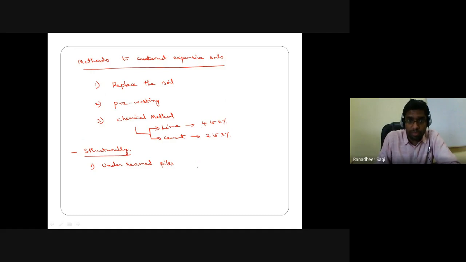So what does this under-reamed pile mean? You typically see a pile like this with a bulged cross section like this. Now what does this bulged cross section do? This is what we call the bulb.